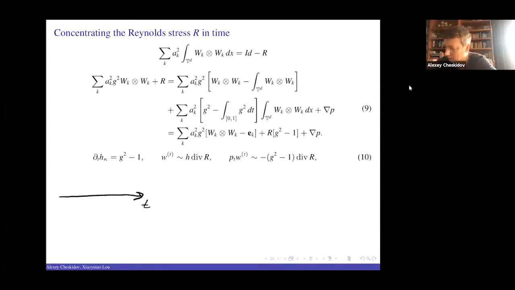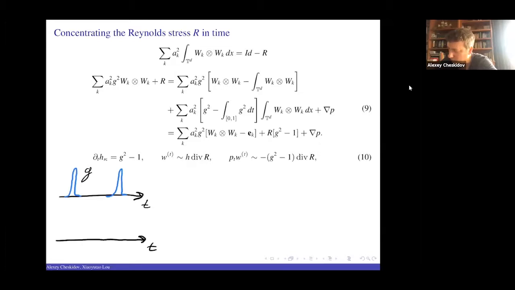Okay, so first, let me start with the function g. One can think about it as the intensity of the convex integration in space. So think about it as a function supported on a tiny, tiny interval. So it's highly, highly intermittent. And we'll have another function here, h. So first, let me draw the graph of its derivative.